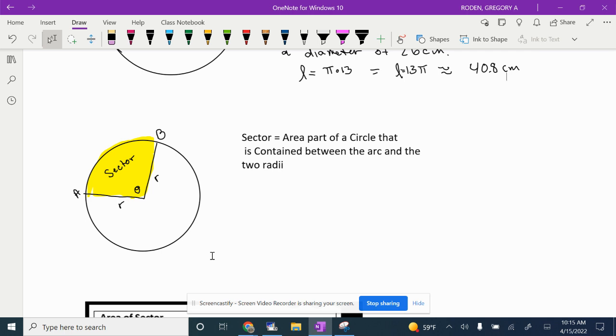Okay? On our little kindergarten project, when we started cutting the circle up, what we really did is cut the circle up into 18 congruent sectors, right? That's what we were doing. So you can think of sectors as what we did when we cut them all up. If you want to find the area of one sector, a sector is like the piece of pie. A sector is the area part of a circle that is contained between the arc and the two radii. So arc AB and the two radii contain the sector.